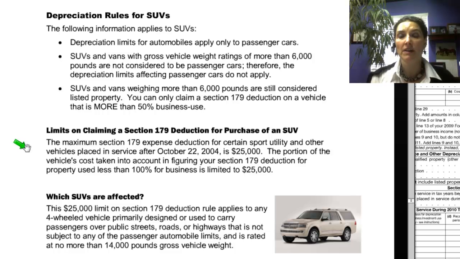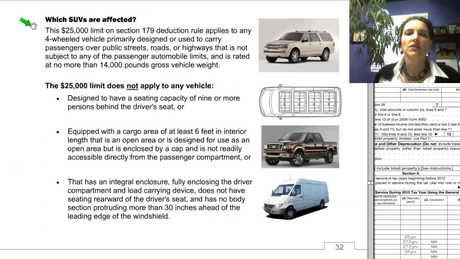So it's not like a total punishment, but it was putting somewhat of a limit on the amount of deduction that can be claimed on these big luxury vehicles in the year they're placed in service. Now, the portion of the vehicle's cost taken into account for figuring your Section 179 deduction for property used less than 100% for business is still limited to $25,000. So if you purchased a $60,000 Escalade and you only used it 60% for business, you would still be allowed that $25,000 deduction. So which SUVs are affected by this $25,000 limit?